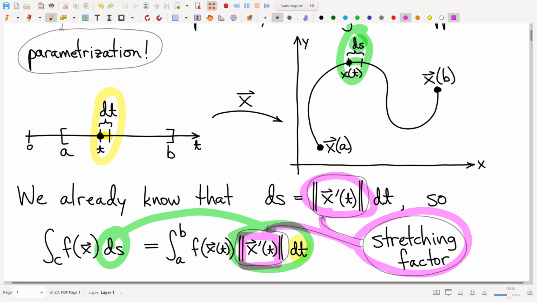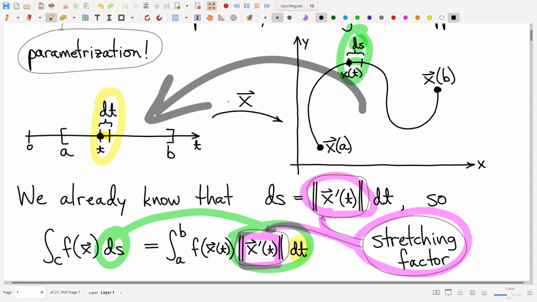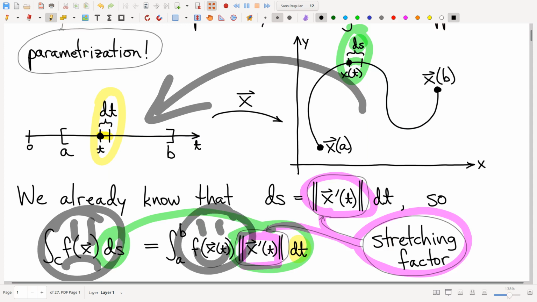So sure enough, we've done our pullback. We turned the integral that we don't like into now an integral that's over here on the t-axis. This is this Math 219 Calc 1 integral, integral from a to b, dt. Everything in here is a scalar. Plug and chug.